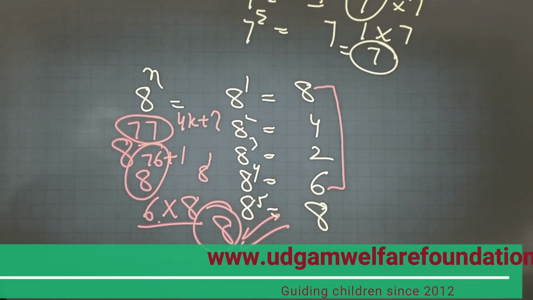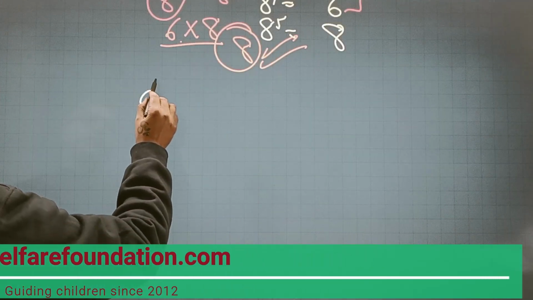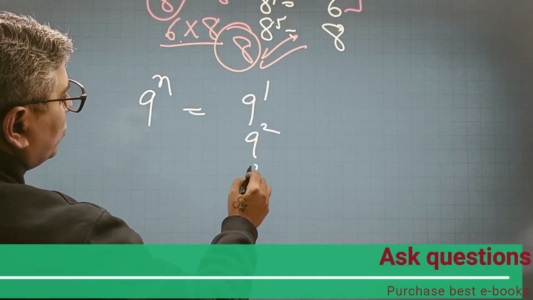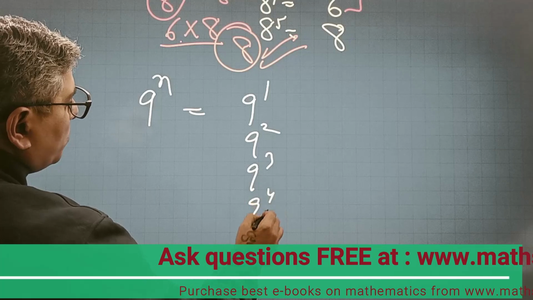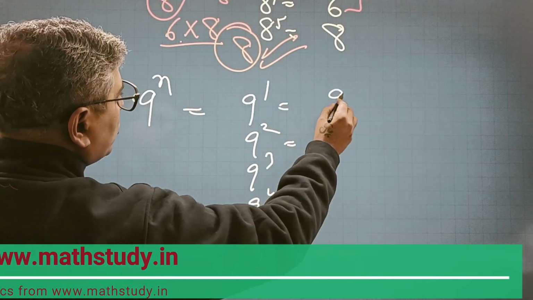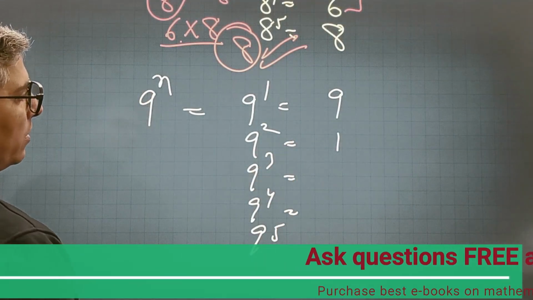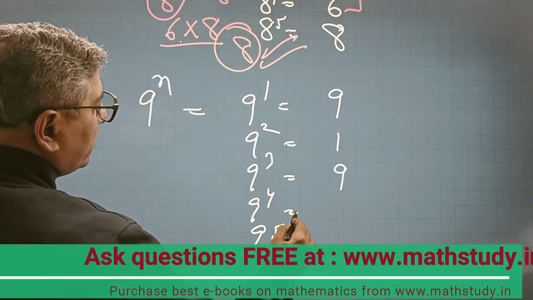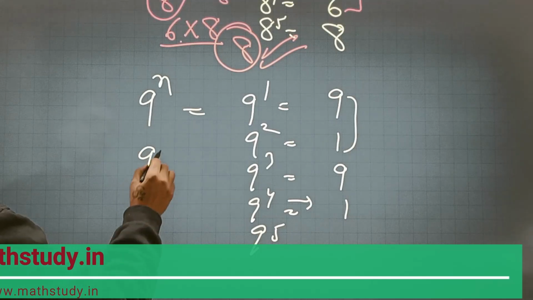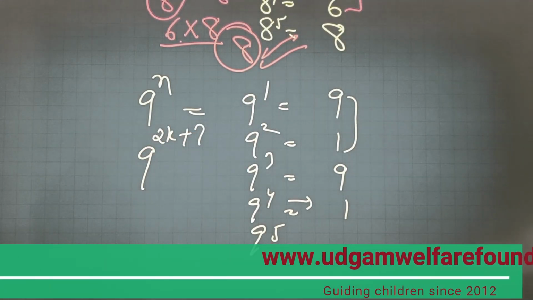Now let's move forward and discuss the number 9. Let's see the concept here again: 9 raised to the power n. Let's take the example 9 raised to the power 1, 9 raised to the power 2, 9 raised to the power 3, 9 raised to the power 4, 9 raised to the power 5. So 9 raised to the power 1 is 9, 9 raised to the power 2 gives 1 at the unit place, 9 raised to the power 3 will give you 9 again, then this will give you 1 again. That means the pattern repeats after 2 only. That means 9 raised to the power 2k plus something will give you the pattern here.